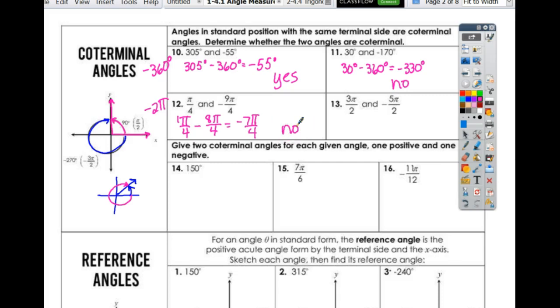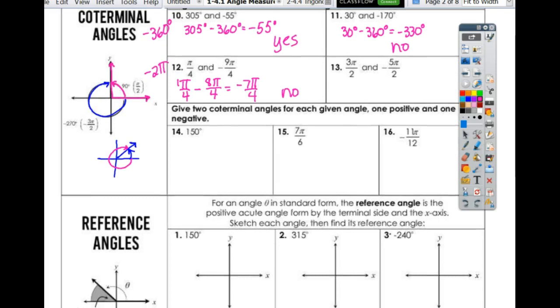All right, we're going to skip the next one. So the first one said, just tell me if they're coterminal, yes or no. So this one says give 2 coterminal angles. I want a positive and a negative.